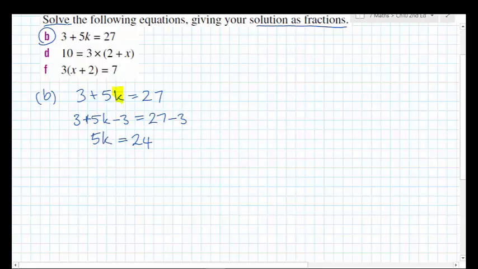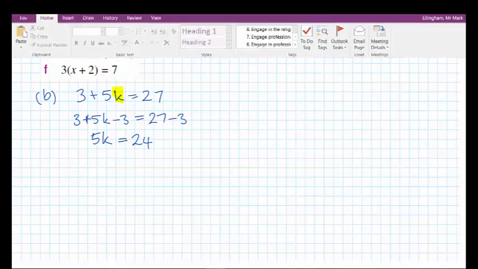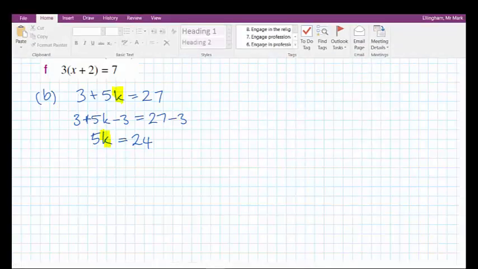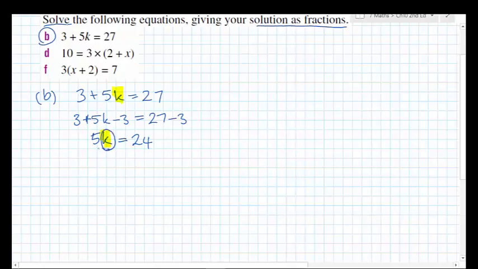I then again think, okay, I'm trying to find k here. In terms of that, I need to think, I started with k and I've multiplied by 5. Last thing I did was multiply by 5, so to undo it, I divide both sides by 5. And I can show that by putting them over a fraction. So what I end up with is k is equal to 24 on 5.